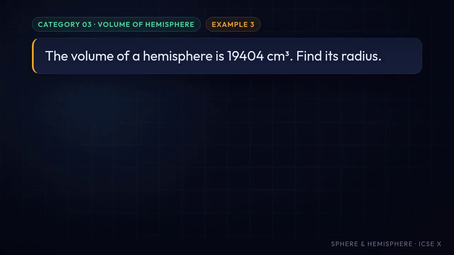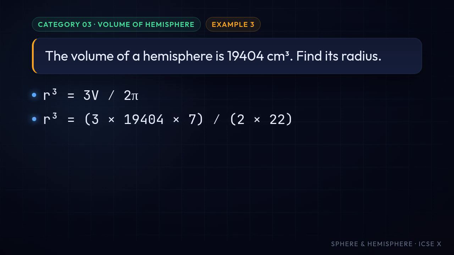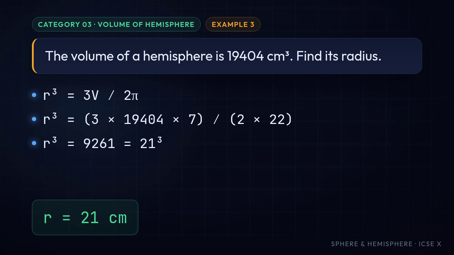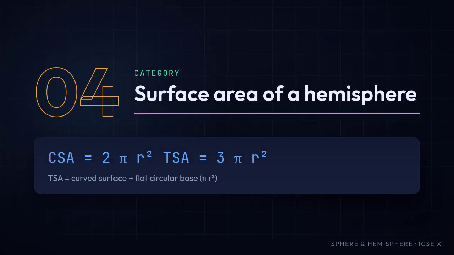Example 3. The volume of a hemisphere is 19,404 cubic centimeters. Find its radius. R cubed equals 3V by 2 pi, which equals 9,261. Taking the cube root, r equals 21 centimeters. Category 4. Surface area of a hemisphere. The curved surface area is 2 pi r squared, and the total surface area of a solid hemisphere is 3 pi r squared, because we must add the flat circular base of area pi r squared.